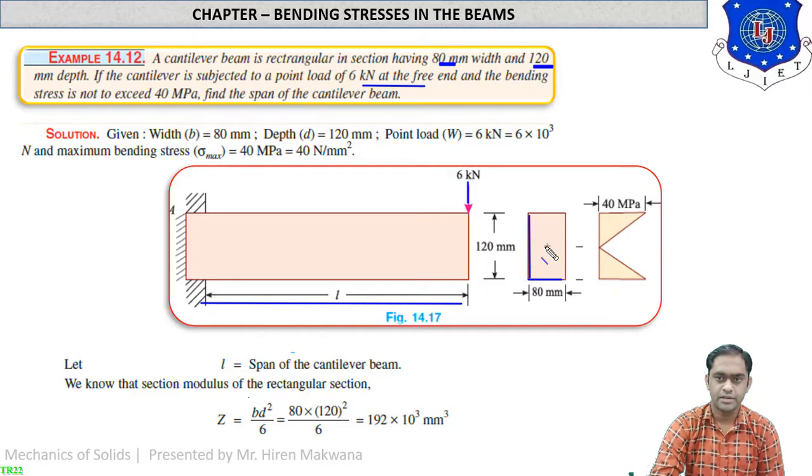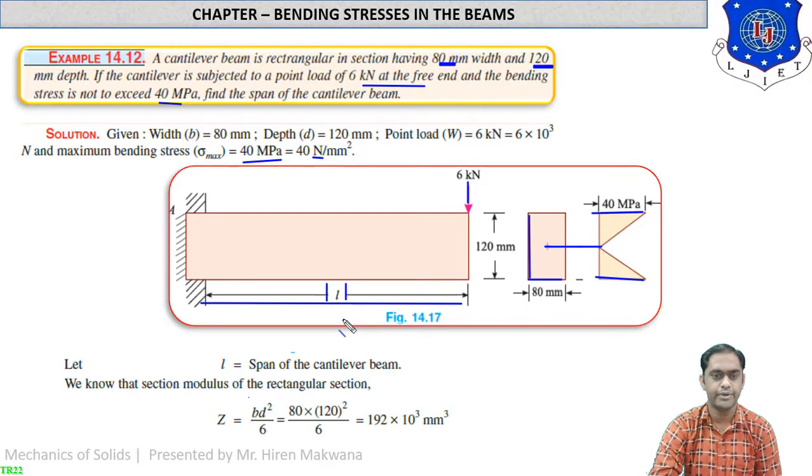Now at the centroidal axis the bending stress is always 0, and at the top layer and at the bottom layer the value of the bending stress will be equal, which is compressive at the upper layer and tensile at the lower layer. Stresses is not to exceed 40 megapascal, so value of bending stress is given 40 megapascal. Sigma max means 40 Newton per mm square. Find the span of the cantilever beam. So we have to find the span, means length of the cantilever beam. Let L equal to span of the cantilever beam.